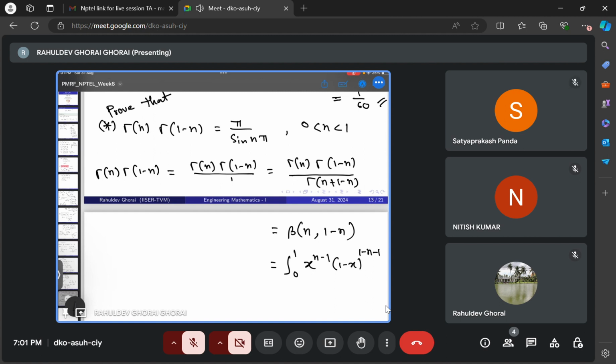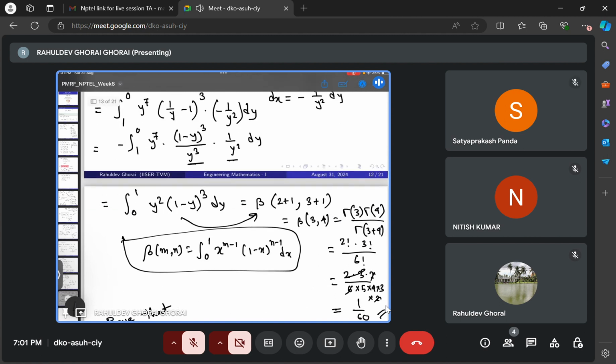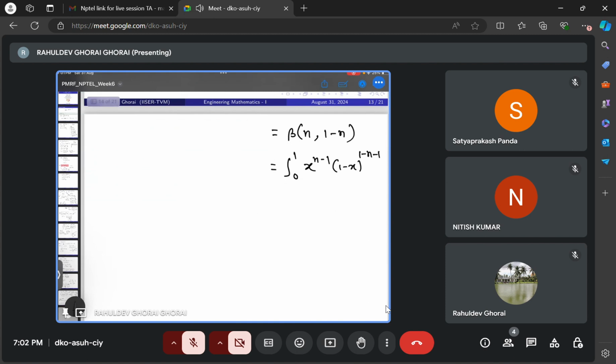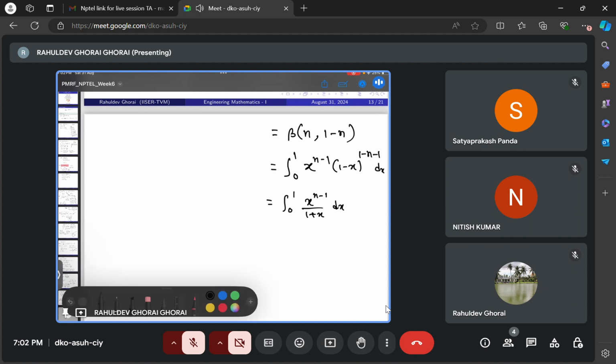Beta m n is the integral of x to the power m minus 1, times 1 minus x to the power n minus 1, dx. So I'm just using the beta function definition. That will give you the integral from 0 to 1 of x to the power n minus 1 over 1 minus x dx.